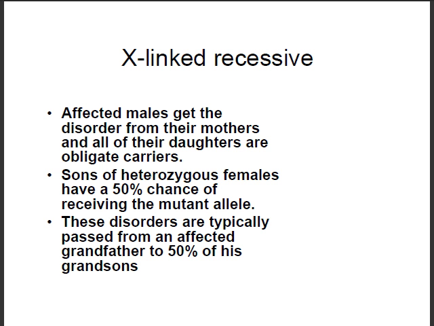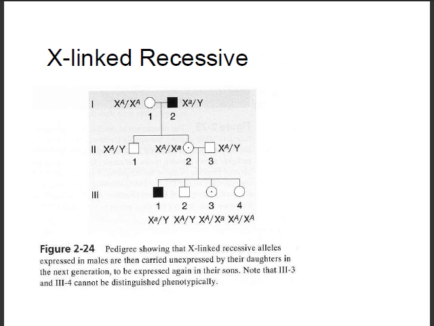Affected males get the disorder from their mothers, and all the daughters are obligate carriers. So that's something to keep in mind. If any of the female students out in the class have a colorblind father, then you're an obligate carrier of the disorder, and 50% of your sons will have the mutant allele. But colorblindness is not that big of a deal, though other X-linked disorders are. These disorders are typically passed from an affected grandfather to 50% of his grandsons. That's just saying the same thing as said before.